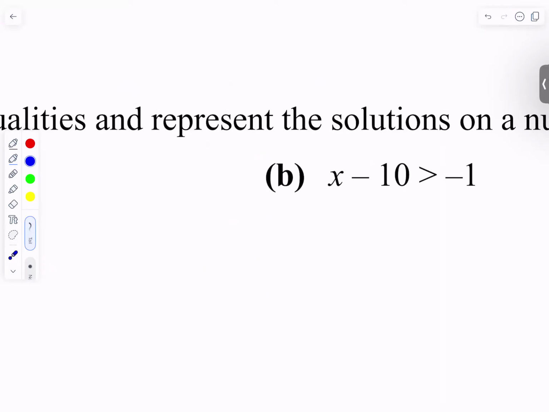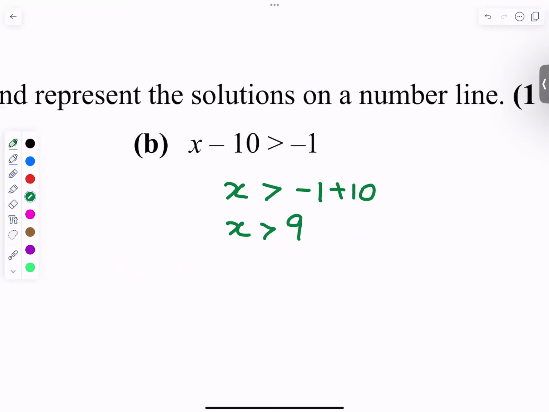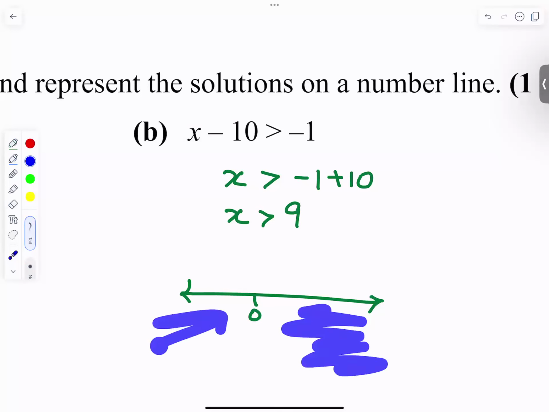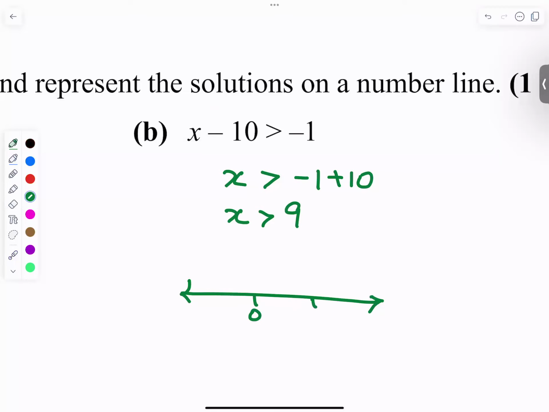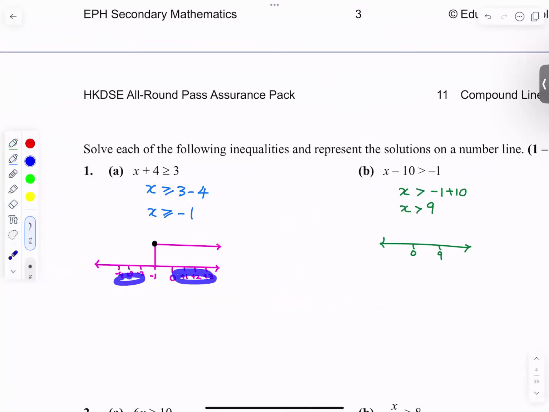So what do you do with the -10 first? For -10, you move to the other side. It becomes +10. So you have 9. And then draw the number line. 0. A +9, will it be to the right or to the left? This is right, this is left. So just writing 9 is fine. No need to write all these numbers actually. Just write 0 and the number that you need.